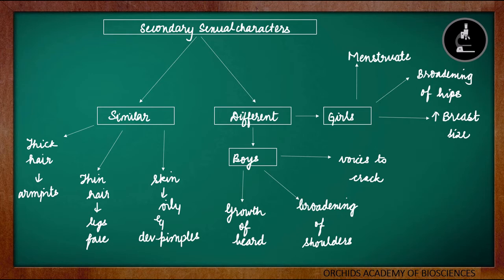So the secondary sexual characters we see can be different in case of boys and girls, and some are even similar in case of boys and girls. So these are a few of the secondary sexual characters which appear during puberty.